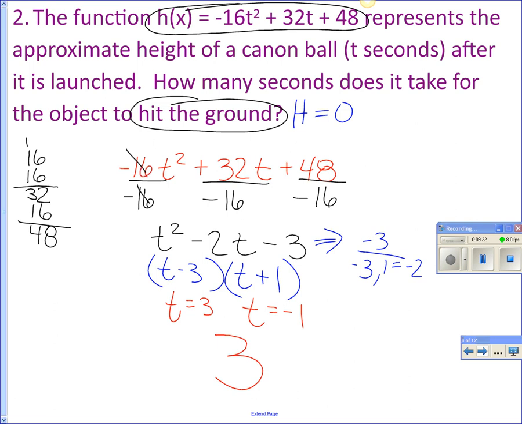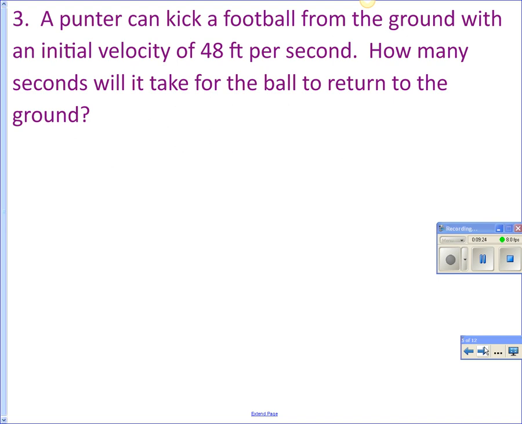Okay. Number 3, a punter can kick a football from the ground with an initial velocity of 48 feet per second. How many seconds will it take for the ball to return to the ground? Did they give us the function on this one? No, we have to write our own y equals. So I'm going to write y equals.